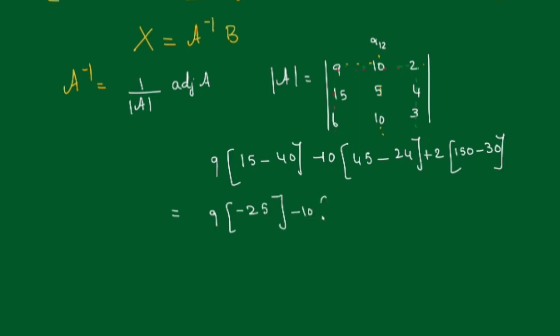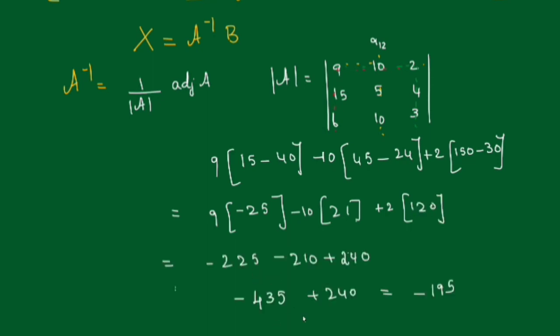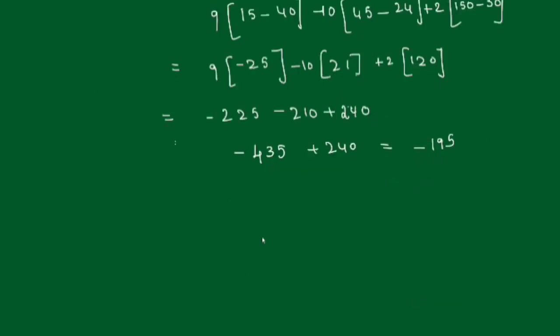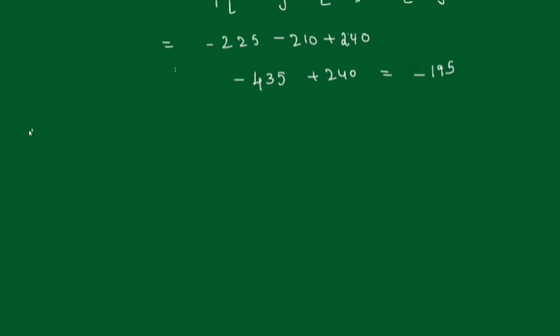So 9 into 15 minus 40, minus 25. Minus 10 into, what is this? 21. Then plus 2 into 120 minus 435. Correct? Minus 435 plus 240, minus 195. Now we have to find the adjoint of A matrix. Before that, this is not equal to 0, so A inverse exists. What is this matrix called? Non-singular. So A inverse exists.